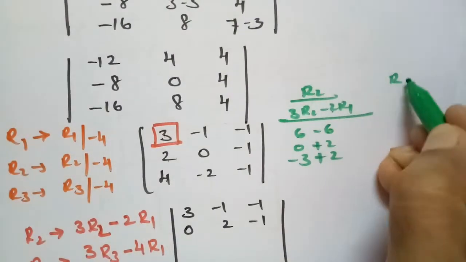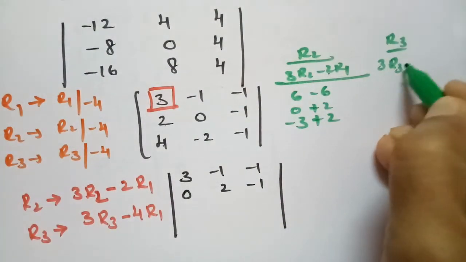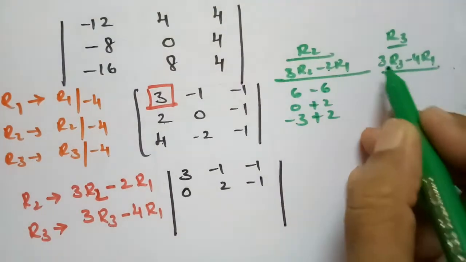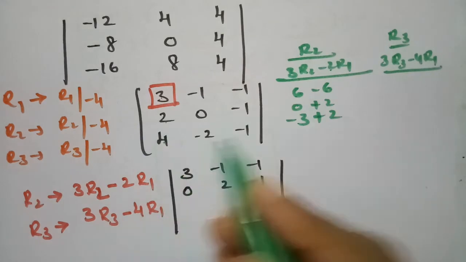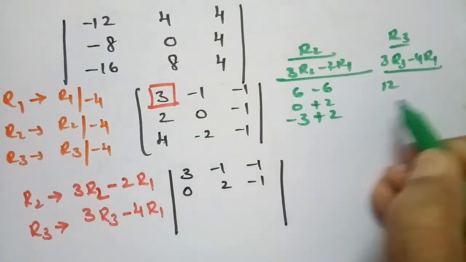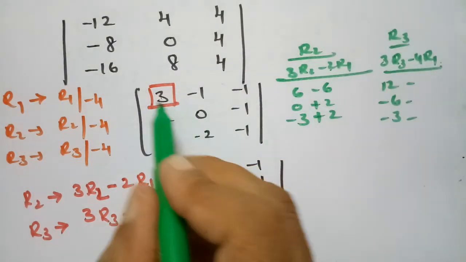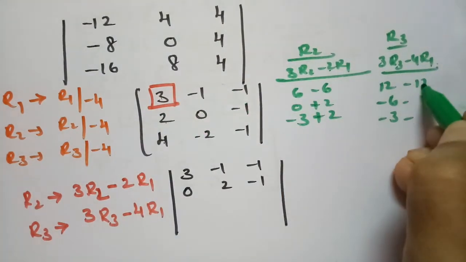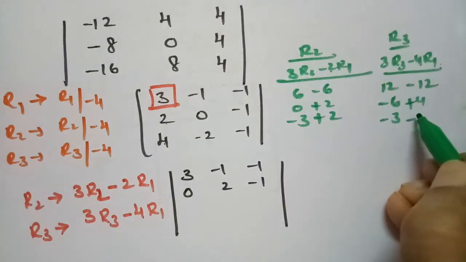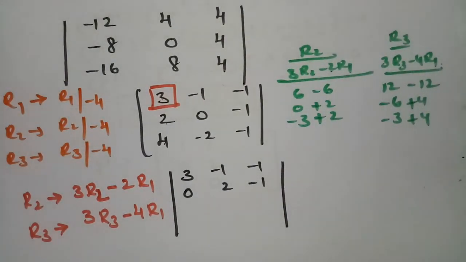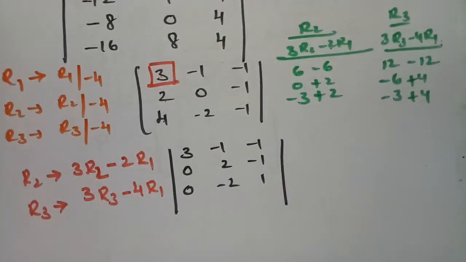And how about this third row? So the operation here is 3R3 minus 4R1. If you observe this one, R3 we have to multiply with 3. So 4 3s, this is 12. This is 3 minus 6, and this is minus 3 minus, and 4 we have to multiply. So this will be 12. So this will be plus 4 and this is again plus 4 and this value is 0 and this is minus 2 and this is plus 1.